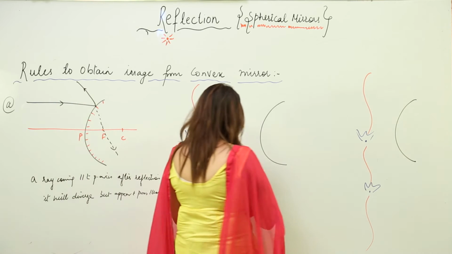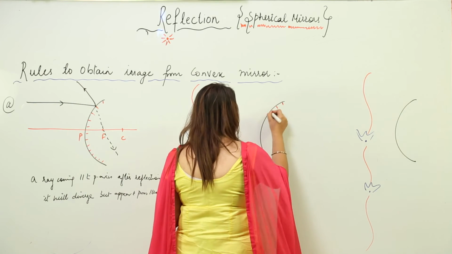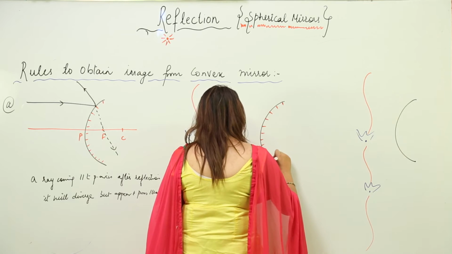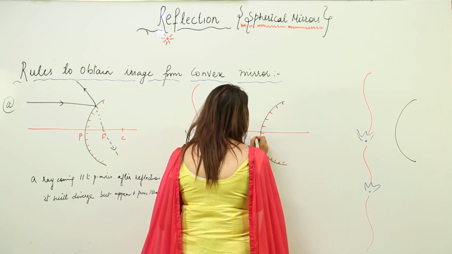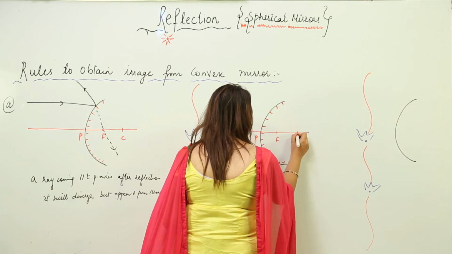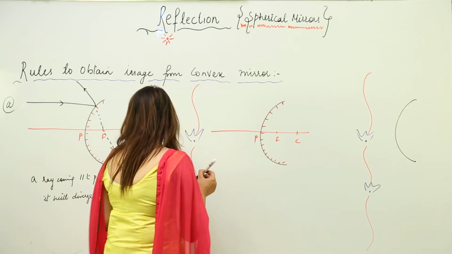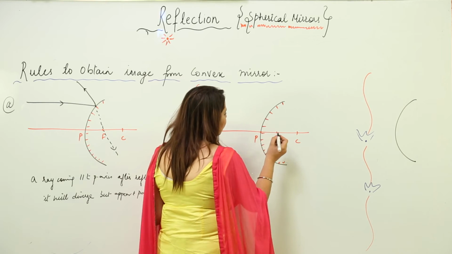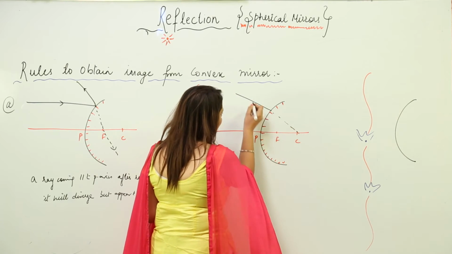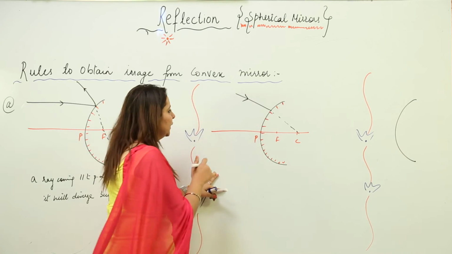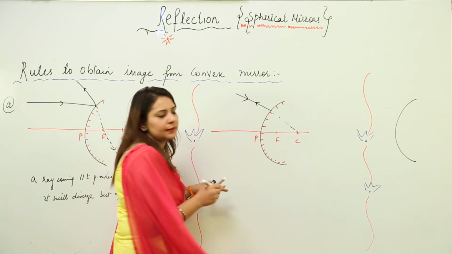Next we have another rule. First let me complete this. This is a principal axis. So suppose there is a ray which appeared to be coming from C, because it's not actually coming, it appears to be coming from C. So it just retraces its path.